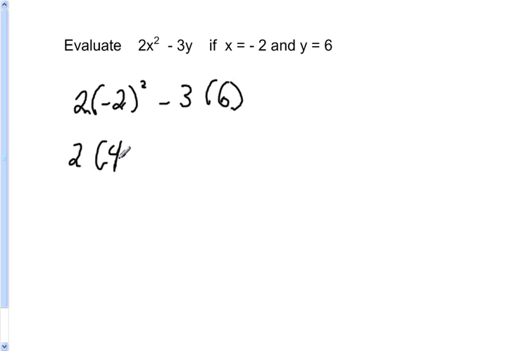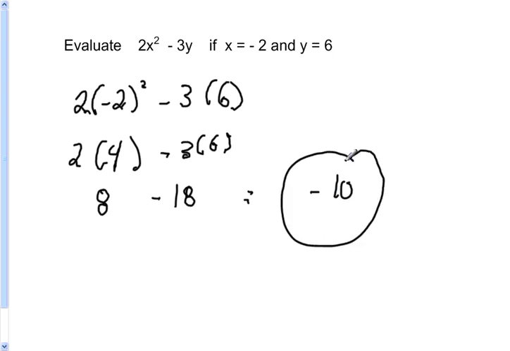2 times 4 minus 3 times 6. And 2 times 4 is 8 minus 18. And now we can subtract those. 8 minus 18 is -10. So there's how we evaluate given an expression and the numbers.